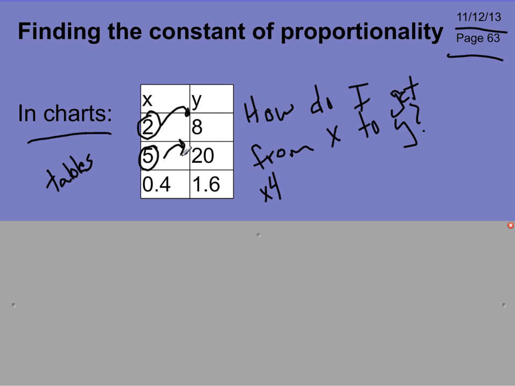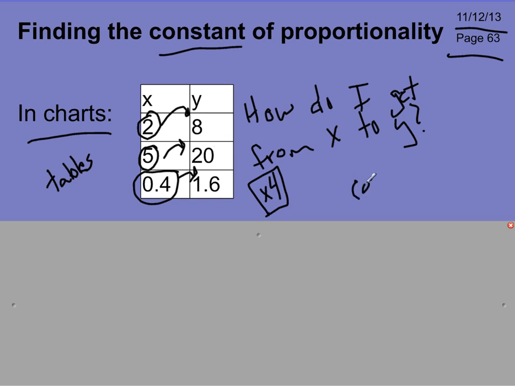Yeah, it is. It's times 4 once again. What about this one down here, this decimal, 0.4 times 4? Is that going to give me 1.6? And the answer is that yes, it will. So we have a constant, see what I did there? A constant number that we can multiply x by that's going to give us our y.